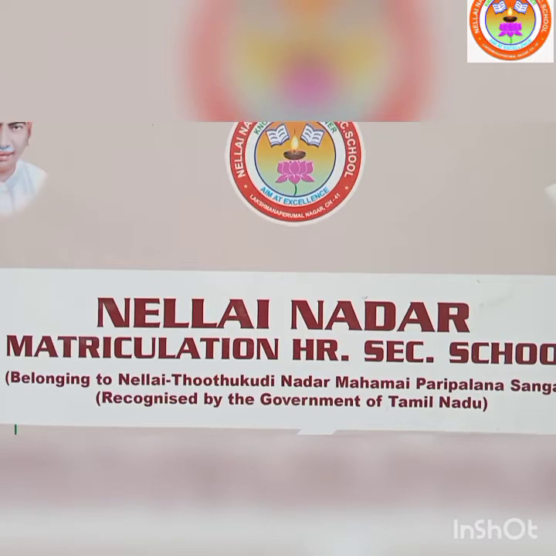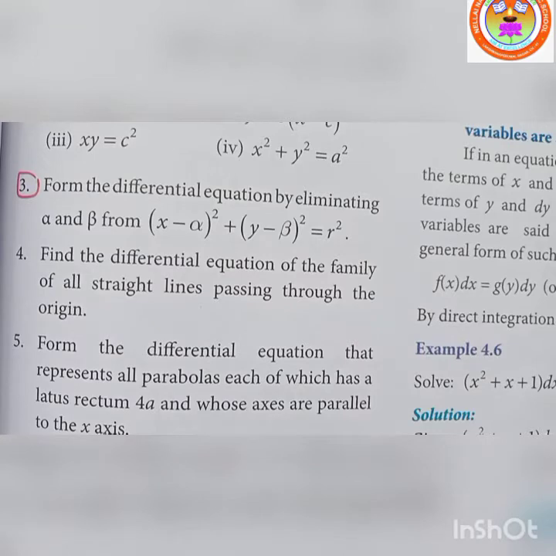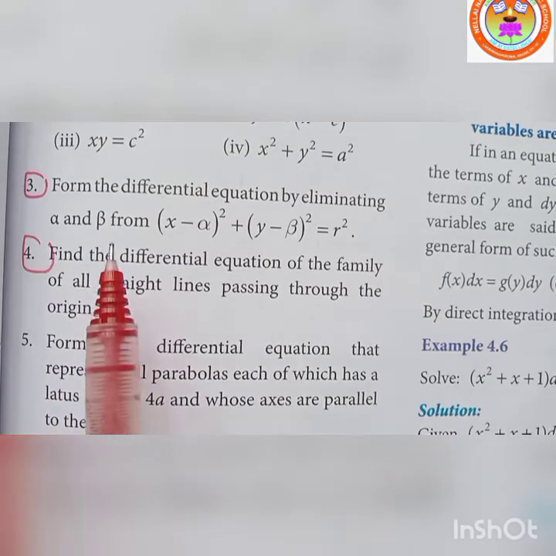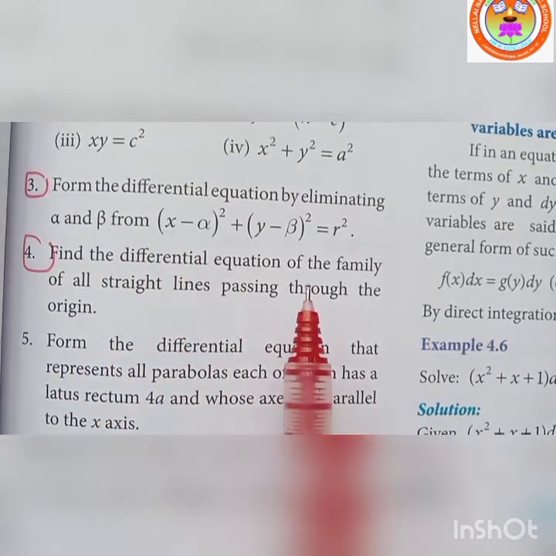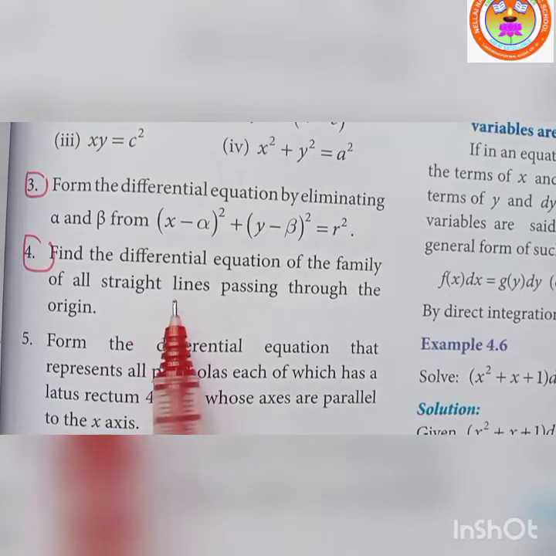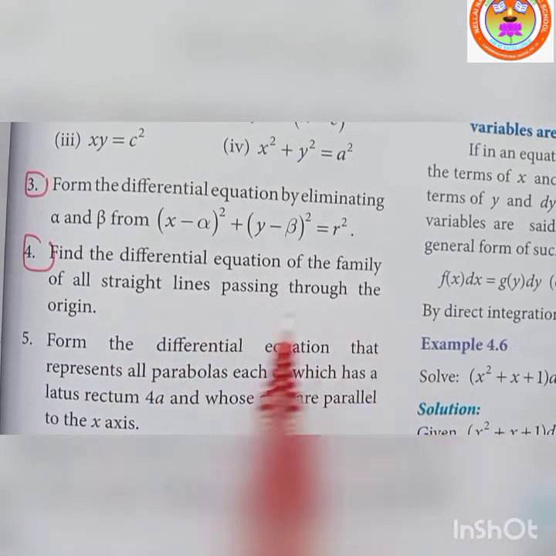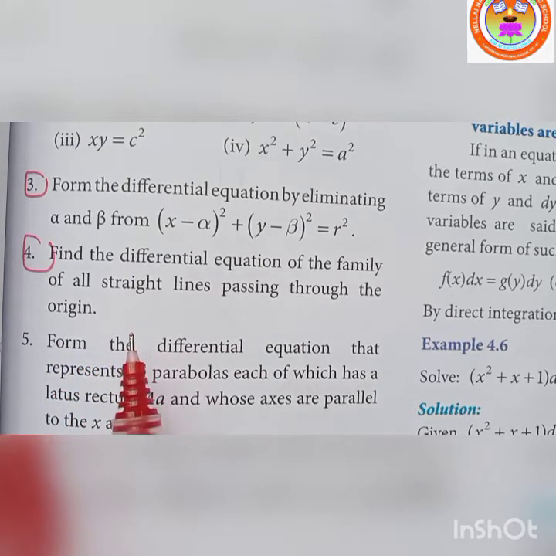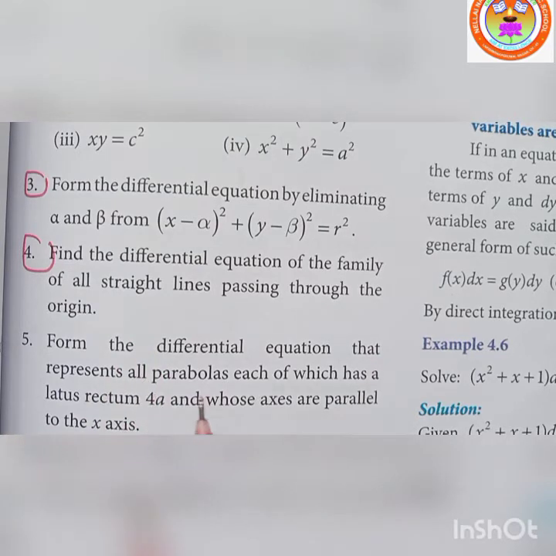Good morning, students. Today I'll start with exercise 4.1 continuation. So I'll go to question number four. Find the differential equation of the family of all straight lines passing through the origin. What is the formula for the equation of a straight line passing through the origin? The formula is y equal to mx.